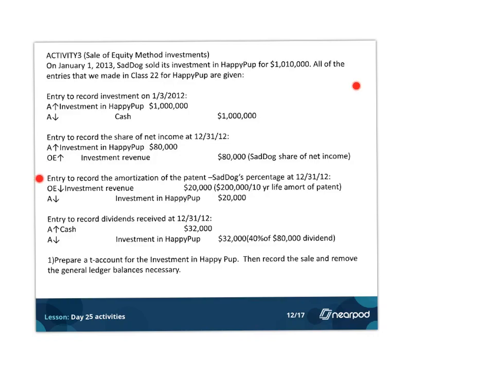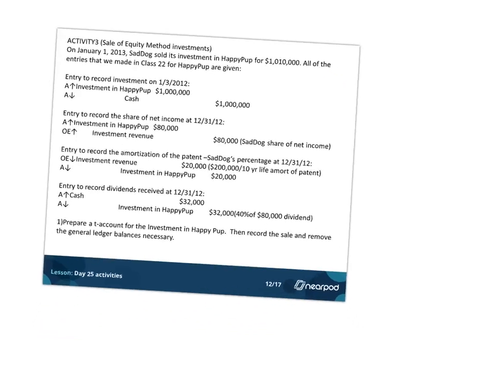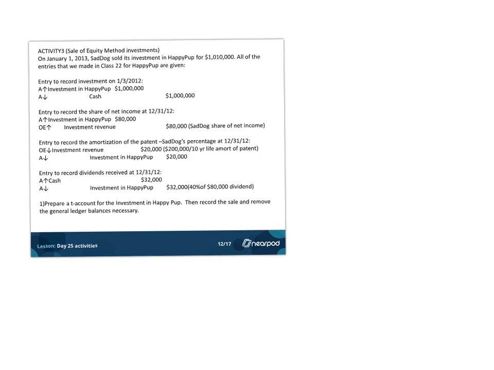Prepare the T account and figure out what our sell entry would look like, where we generate cash and remove those balances. So I can start the entry because I know we got $1,010,000 in cash. Okay, what you need to do is a T account.